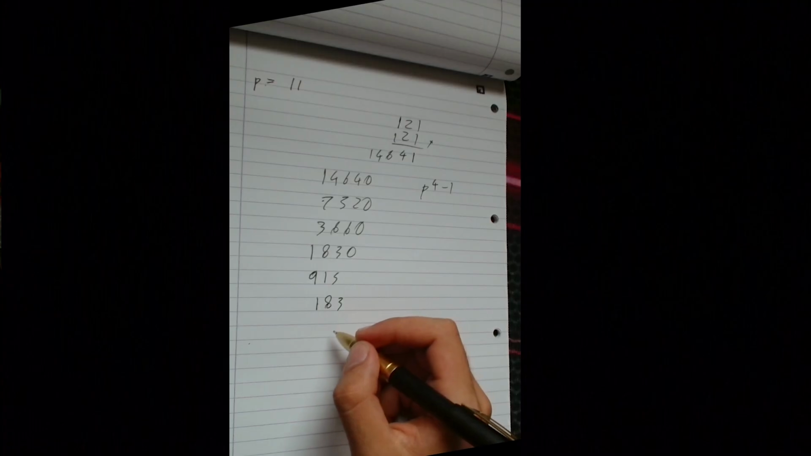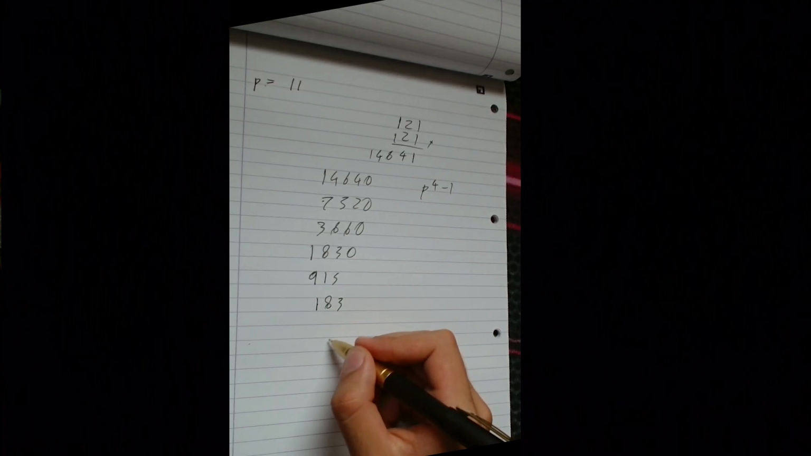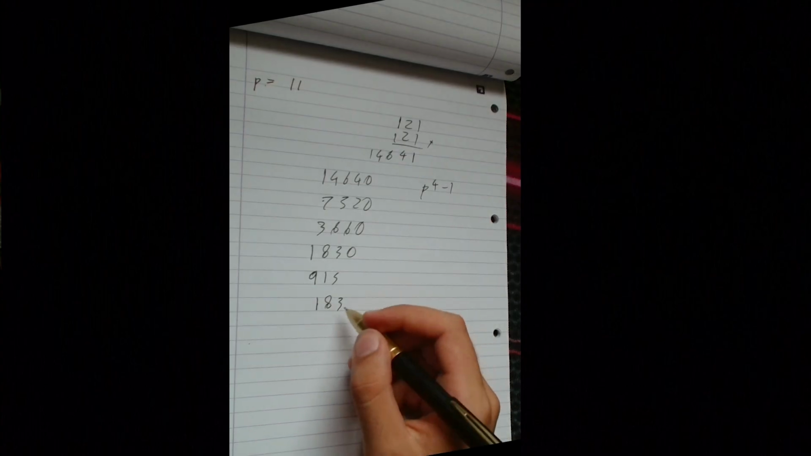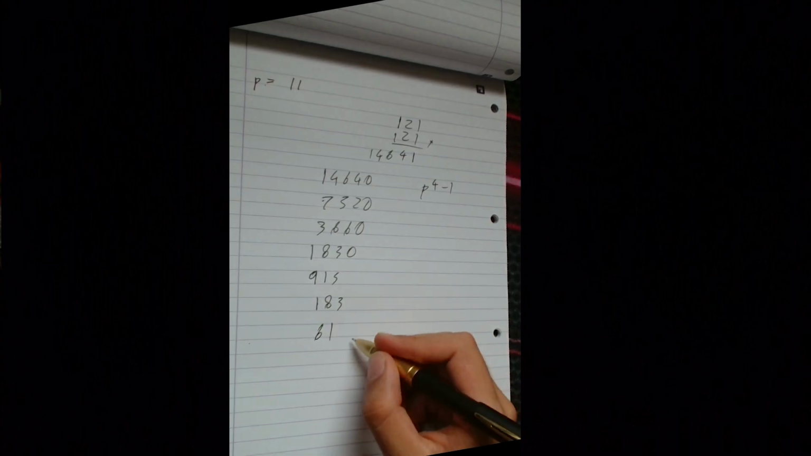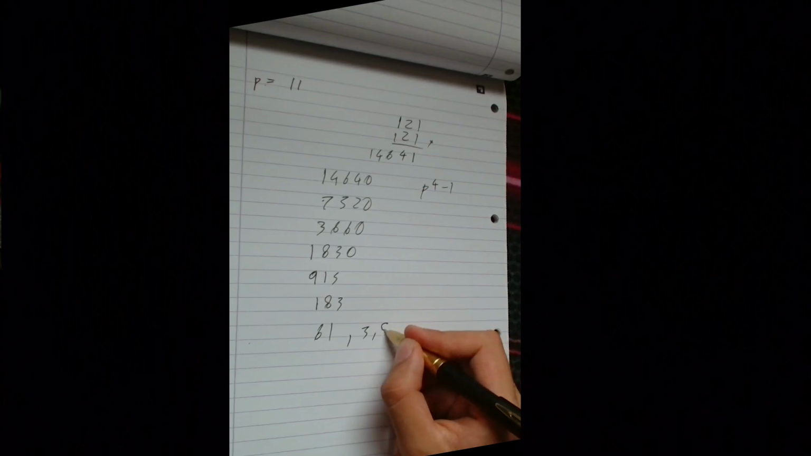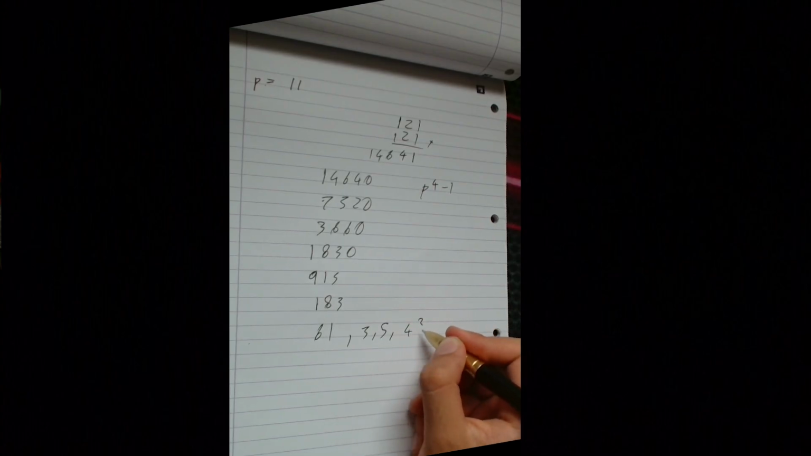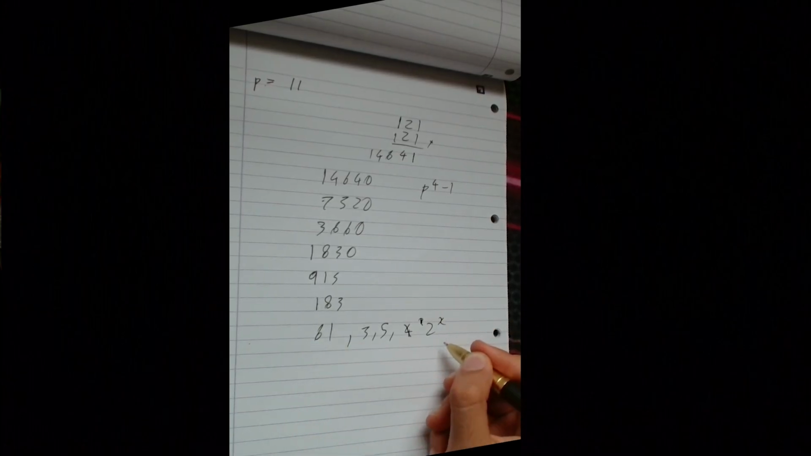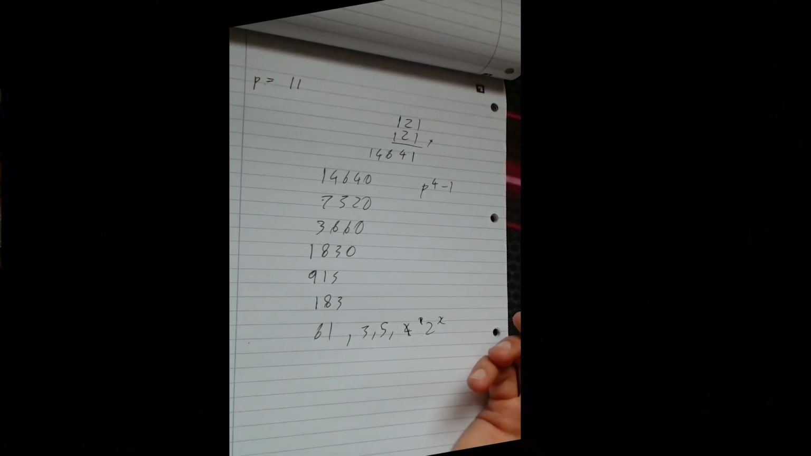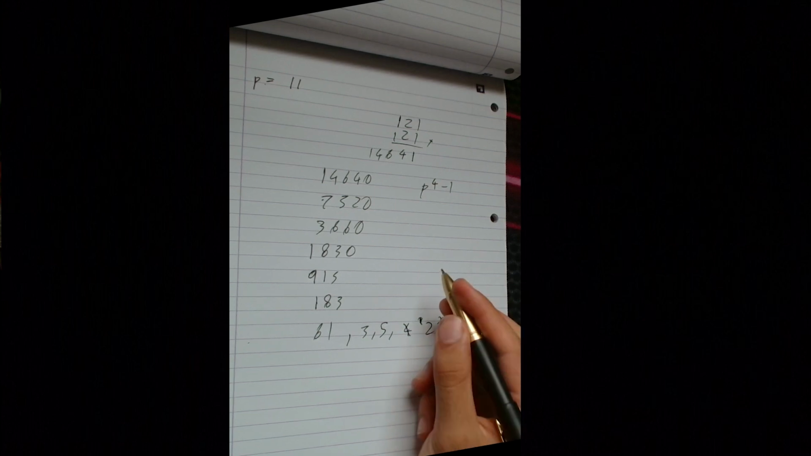183 can then be divided by, sorry, not 9, divided by 3, which gets us 61. So you have 61, 3, 5, and some large power of 2. This is 4 prime factors. This will be greater, right? You can keep on working with this.